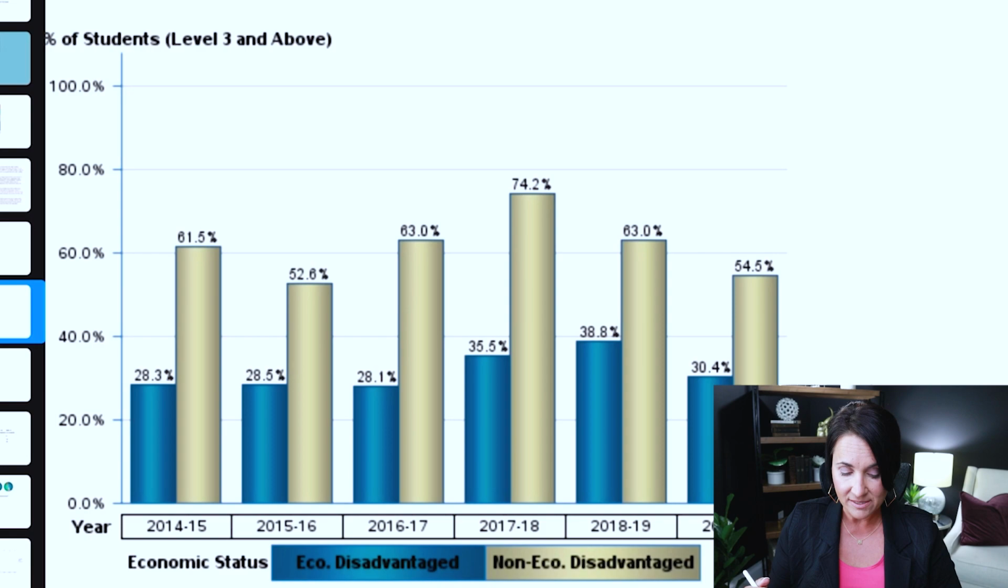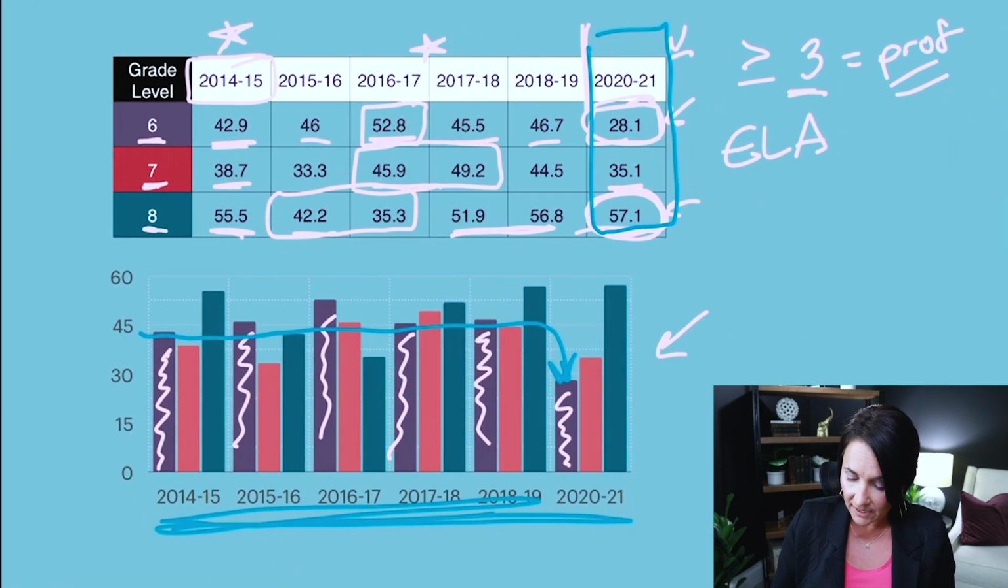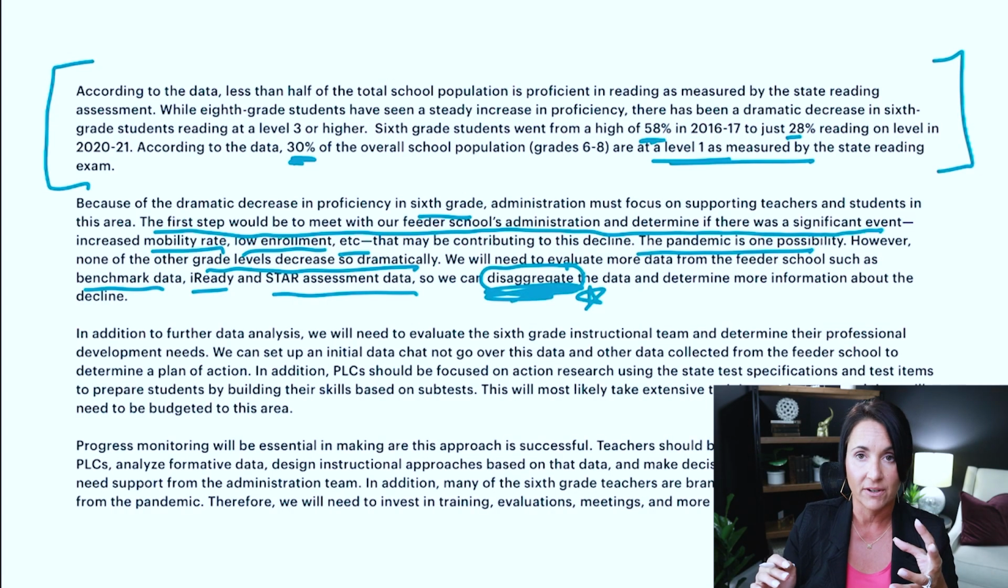But for me, with this decline here, I would want to see in this area where this 28% is, I would want to know, are they low in comprehension? Are they low in vocabulary? Are they low in word recognition? Whatever areas are tested on the assessment. So that's very, very important here, to disaggregate that data. So let's go back to here. You're going to want to use those words, disaggregate the data, and be very specific.